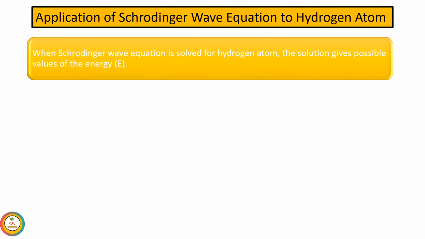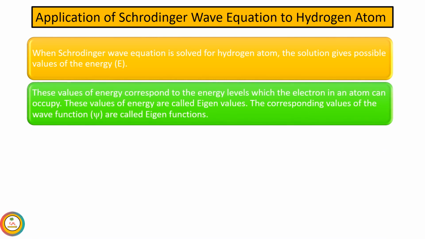Applications of the Schrodinger wave equation to the hydrogen atom. When the Schrodinger wave equation is solved for the hydrogen atom, the solution gives possible values of the energy. These values of the energy correspond to the energy levels which the electron in an atom can occupy. These values of energy are called eigenvalues. The acceptable solutions of the Schrodinger wave equation are known as the eigenvalues, and the corresponding values of the wave function psi are called eigenfunctions.